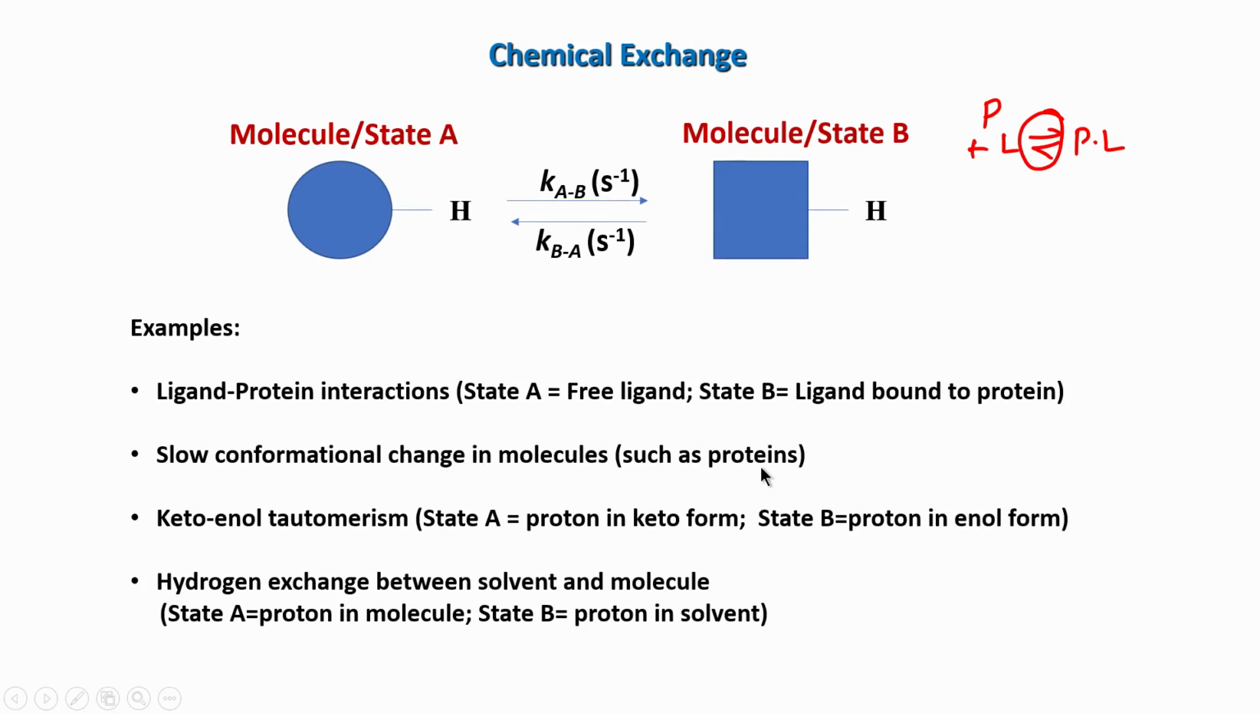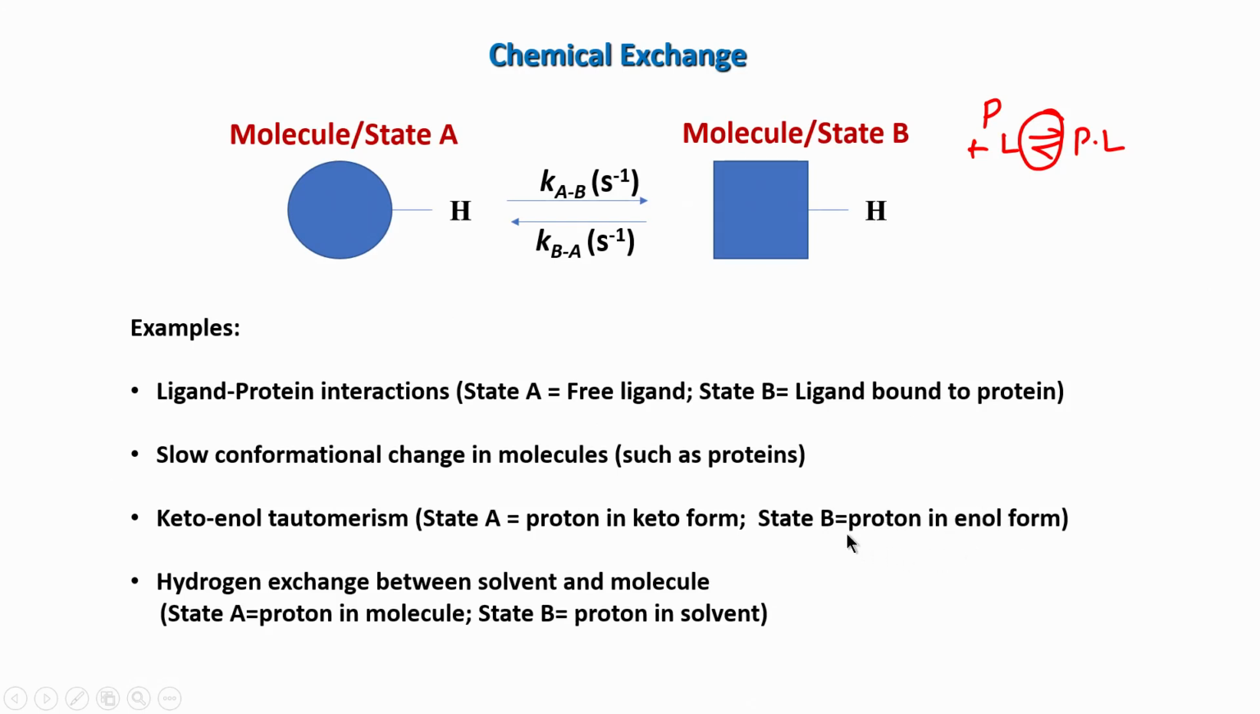Many proteins, for example in a helix or beta sheet, it is possible that the helix is slightly opening up or closing. This kind of motion is also represented in this manner. That means the protein is going from one conformation to another. Similarly, in organic chemistry, we know the concept of keto-enol tautomerism. In the molecule, a proton is in the keto form in one state and then it undergoes conversion to an enol form in state B.